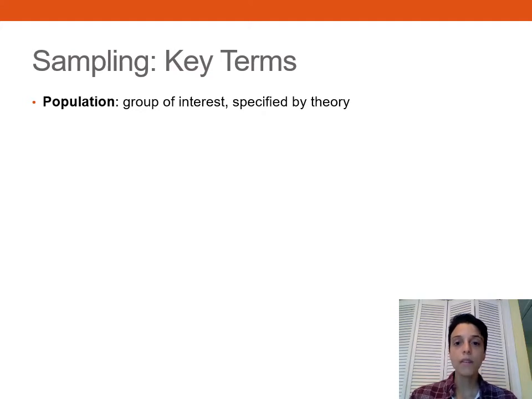For example, if you're interested in understanding attitudes about the death penalty in the United States, your population would likely be all adult citizens in the United States. So all people in the United States who are likely to have some kind of attitude about the death penalty. But as I've mentioned in other lectures, a population can be anything. If you're interested in understanding the migratory behavior of birds, your population would be birds.